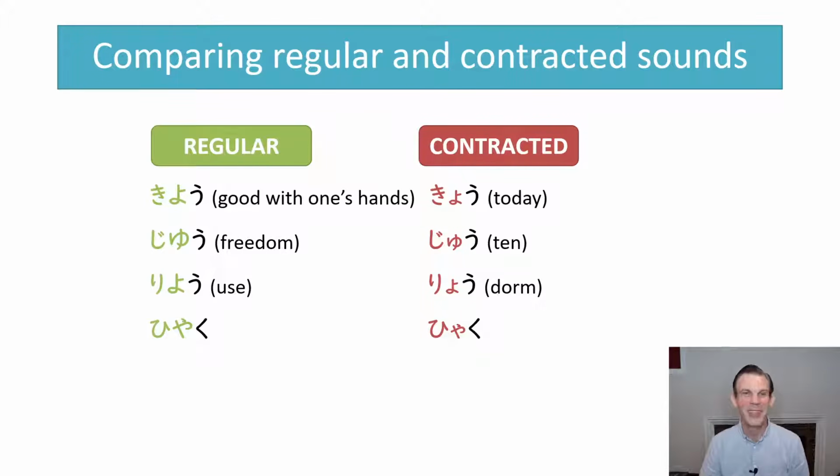And finally, hyaku, hyaku. Hyaku is a leap forward, a jump. Hyaku is 100. So you can see this small pronunciation difference makes a difference in the meaning of the words. You need to make sure you can pronounce it correctly and distinguish it correctly when you hear it.